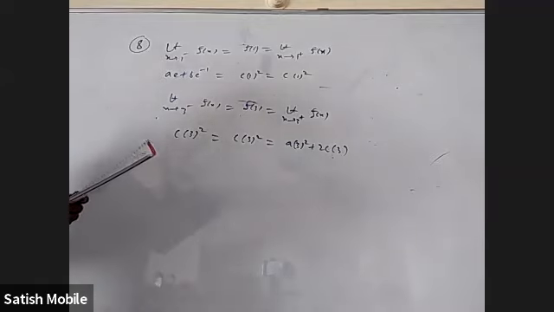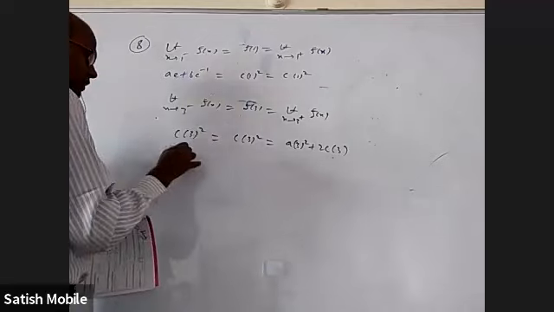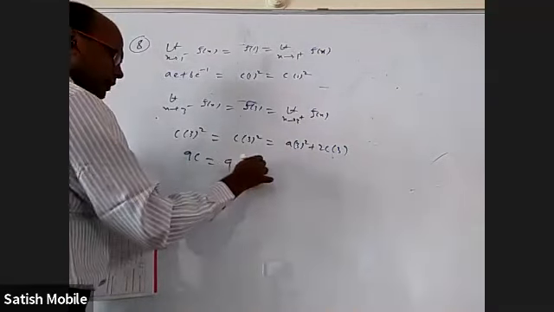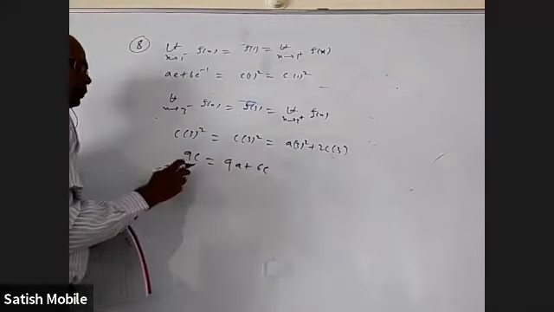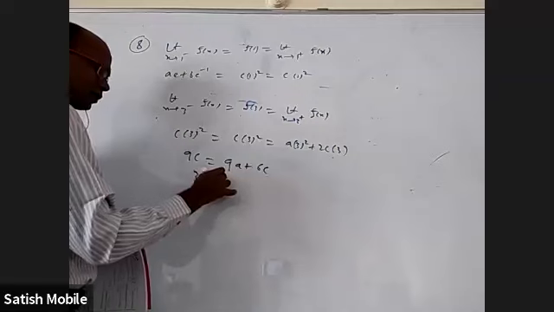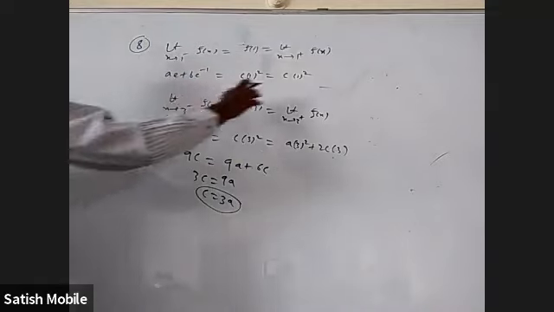We get a relation between a, b, c. This is 9c equal to 9a plus 6c. So we will get 3c equal to 9a, c equal to 3a. That I am going to substitute here.